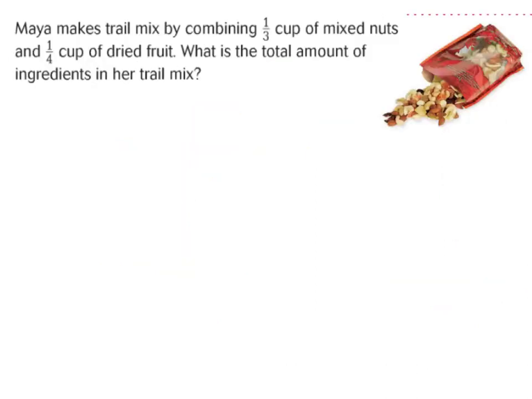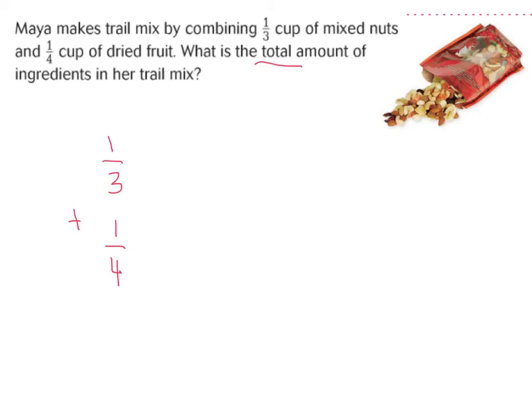Okay, for question number 3, it says Maya makes trail mix by combining 1/3 cup of mixed nuts and 1/4 cup of dried fruit. What is the total amount of ingredients in her trail mix? Total is my clue word to add, so I'm going to add 1/3 plus 1/4.